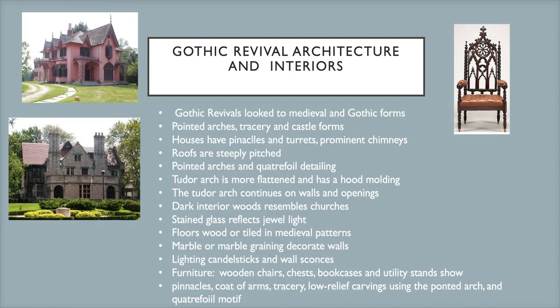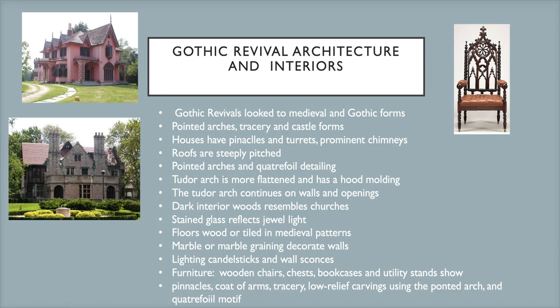Another revival style we're going to cover this week is the Gothic revival style. Gothic revivals look to medieval and Gothic forms. You'll see pointed arches, tracery, and castle forms. There'll be turrets, pinnacles, prominent chimneys. Roofs are steeply pitched, with pointed arches and quatrefoil detailing. The Tudor arch is a little more flattened. You'll see that used in the exterior and interior. Dark woods were used in the interiors. It almost looks like a church inside. Stained glass served to reflect the jewel colors in light. Floors were wooden or tiled in medieval patterns.